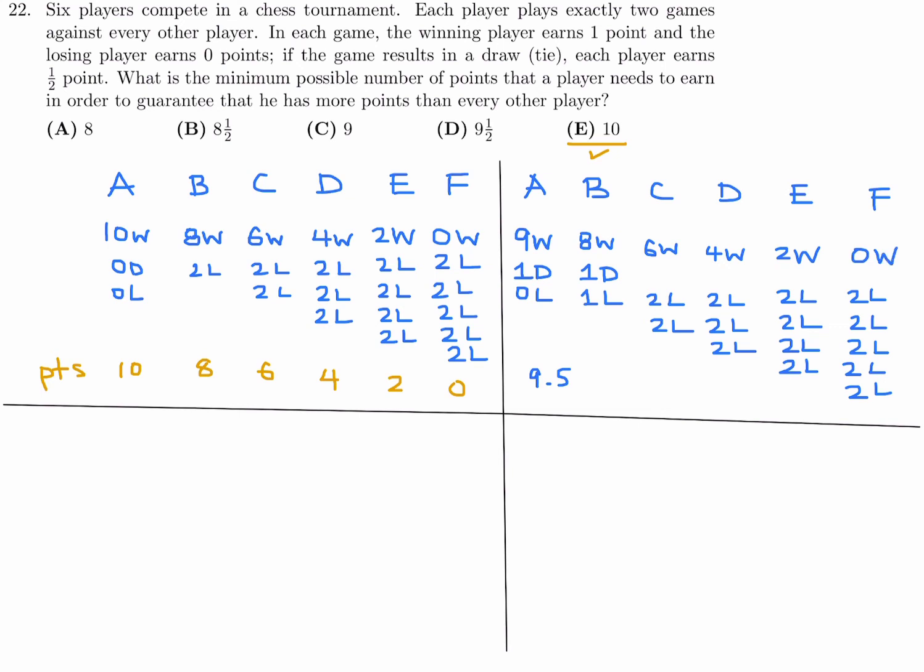So the points will be as follows. We have 9.5 as previously calculated. Here will be 8.5, and then the rest will be 6, 4, 2, and 0. So this is a scenario that clearly guarantees that 9.5 for A is greater than every other. But it actually doesn't guarantee it 100% because I have to create other scenarios.